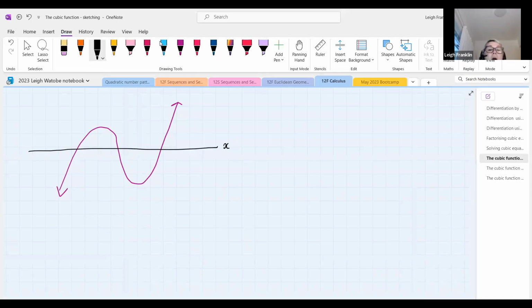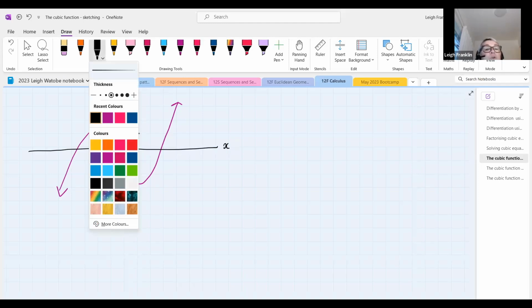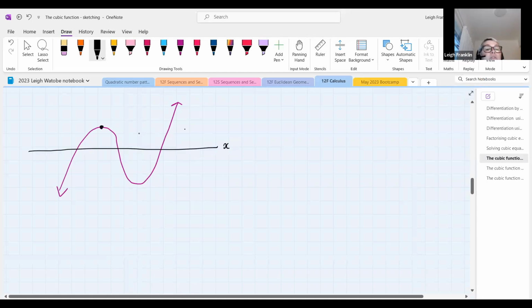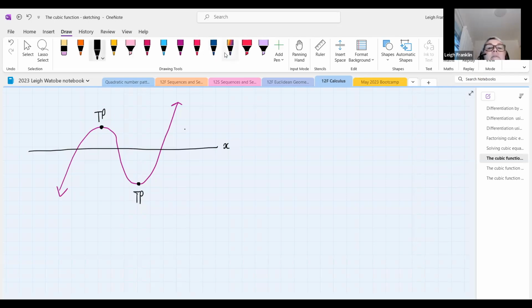A cubic function is characterized by two turning points. We have a turning point over here in black, and we have another turning point over there in black as well. At the turning points, the graph changes direction. Let me color in the turning point a different color. Let's make this one pink.